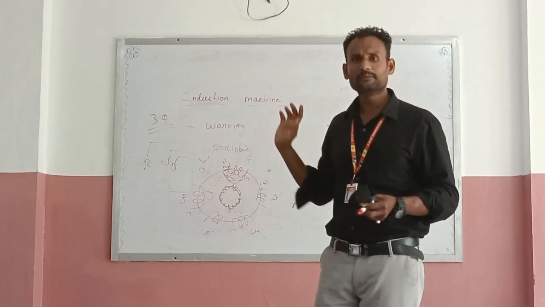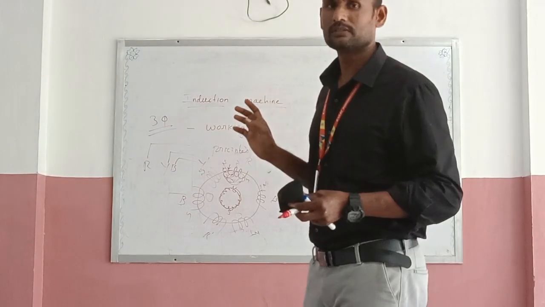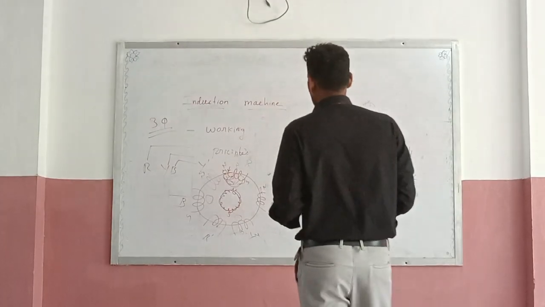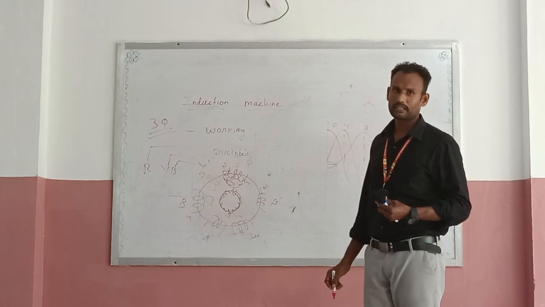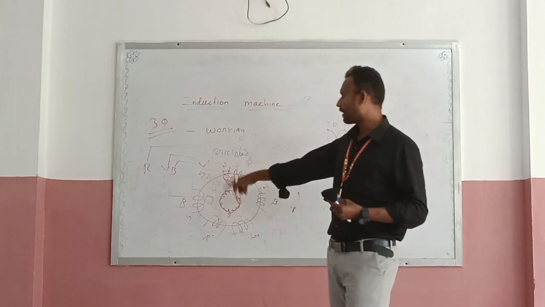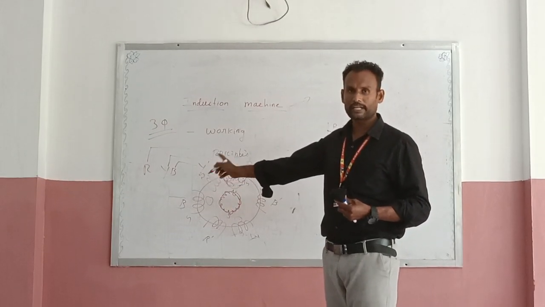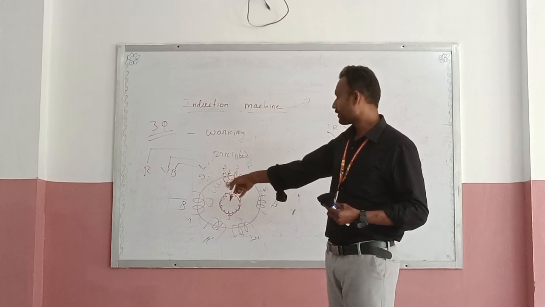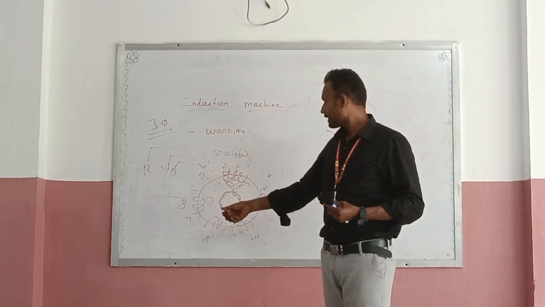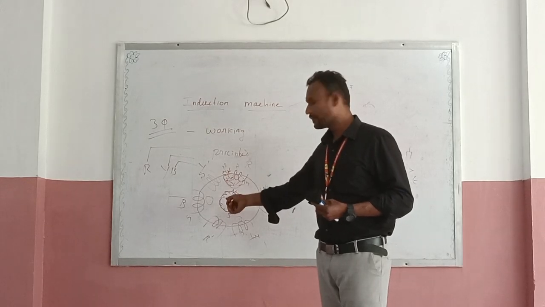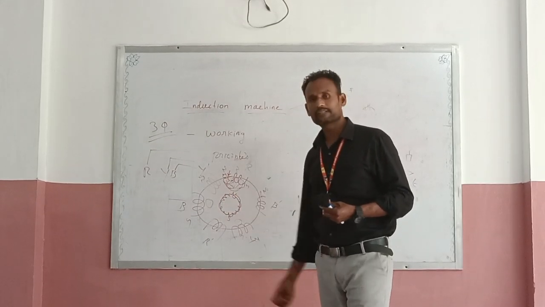What is the time now? Shall I conclude? So, the induction machine works on the principle of electromagnetic induction. In the outermost area, poles are there, that is, the rotating magnetic field is there. Due to the rotating magnetic field, whenever a conductor is placed in the magnetic field, the conductor experiences a force.